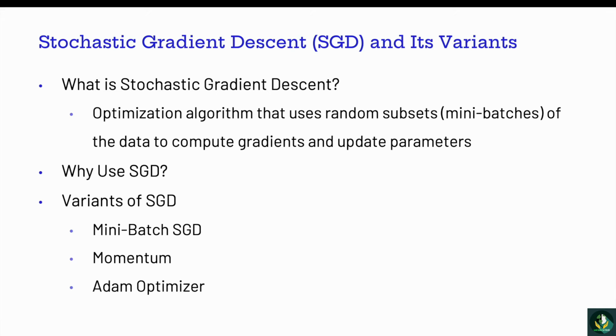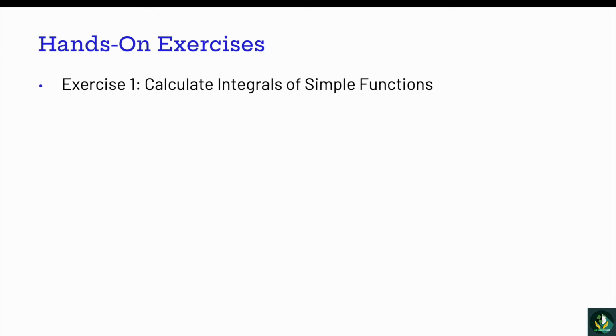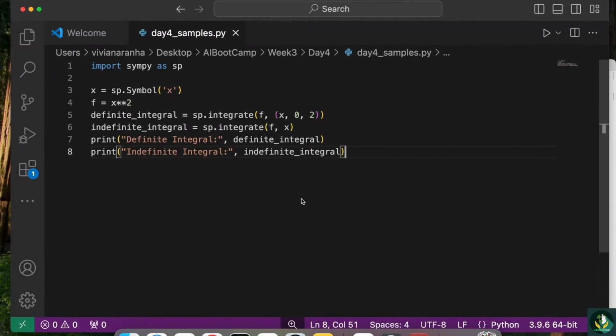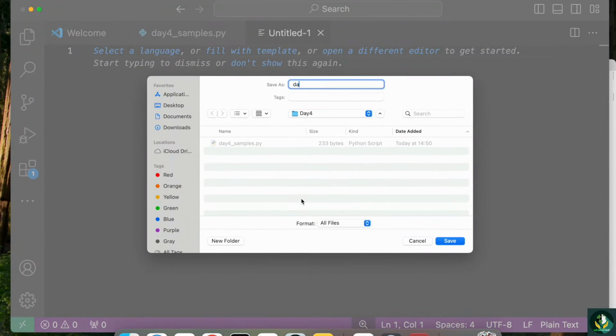Now that we know the basics about integrals and optimization, let's get into some hands-on exercises. So the first exercise that we'll be doing is calculating integrals of simple functions. The objective here is to use Python to compute definite and indefinite integrals, which we have seen earlier. And what we'll be doing is defining symbolic functions using SymPy first, and then computing the definite and indefinite integral. So let's go ahead and create a new file.